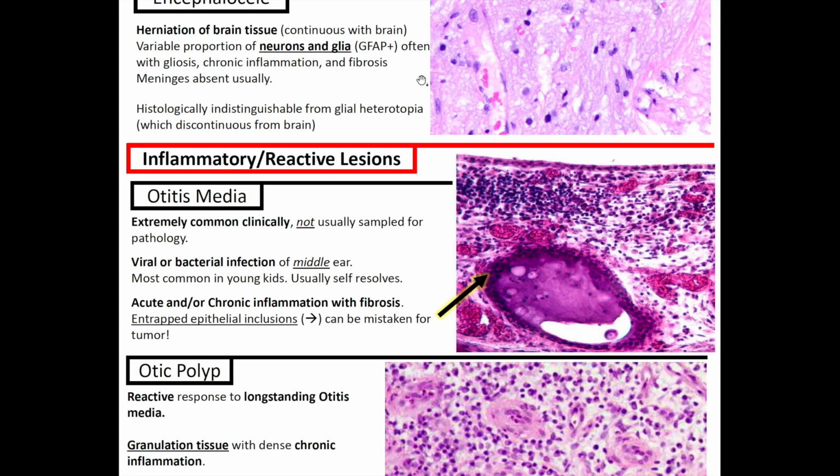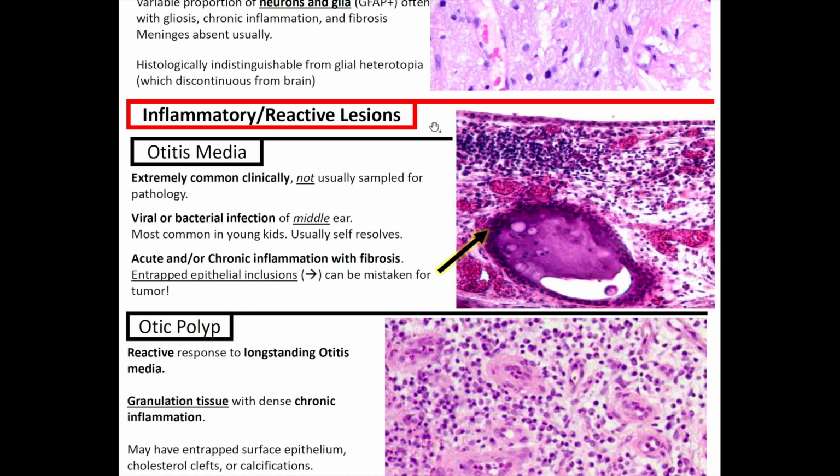All right, and next up we have encephalocele. So an encephalocele is herniation of brain tissue, which is continuous with brain. Variable portions of neurons and glia, which will stain positive for GFAP, often with gliosis, chronic inflammation, and fibrosis, and the meninges are usually absent. Histologically, these are indistinguishable from glial heterotopia, which is discontinuous from the brain.